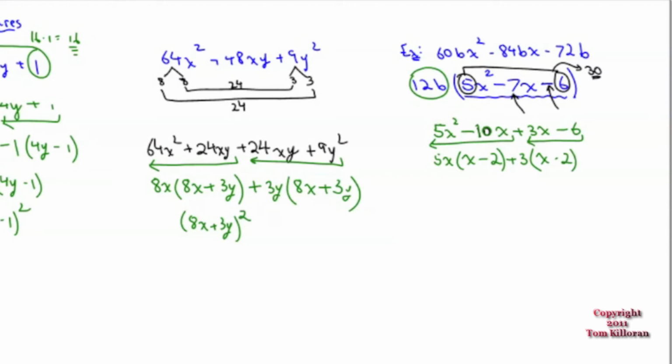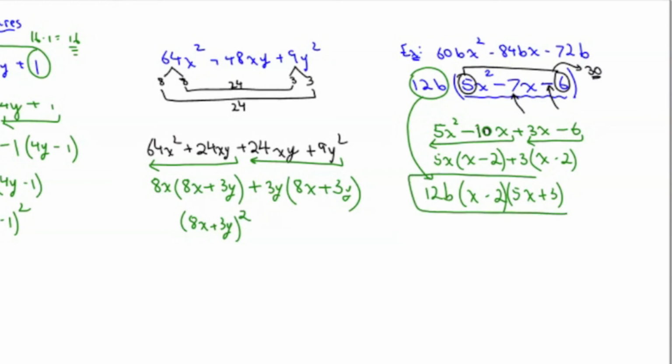You really need that sign. I've had people write it as parentheses 3. And what that means is multiplication, not addition or subtraction. So make sure you get an operation in here. Kick out the x minus 2. Left behind is 5x plus 3. And then don't forget to bring down that 12b. So this is your final solution. So if there is a greatest common factor, you do still have to kick it out before you can finish factoring up the problem.